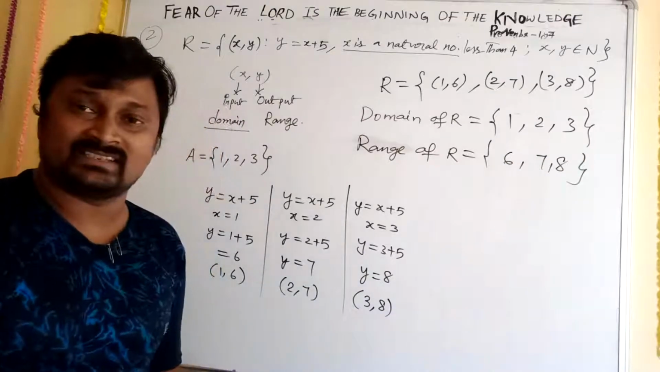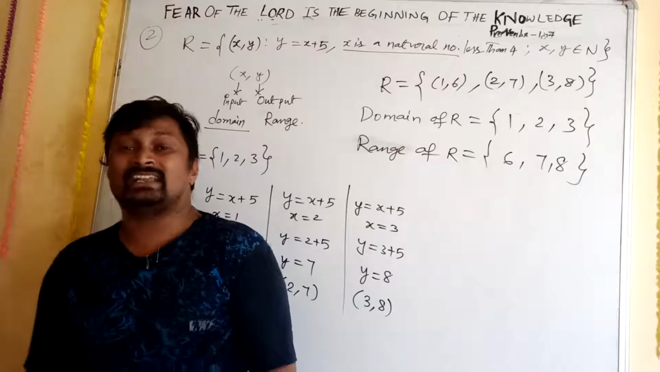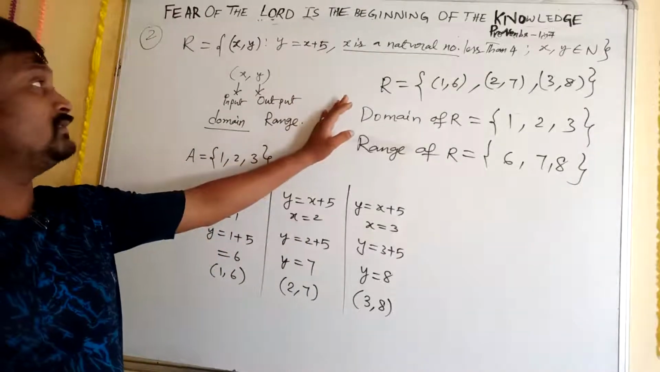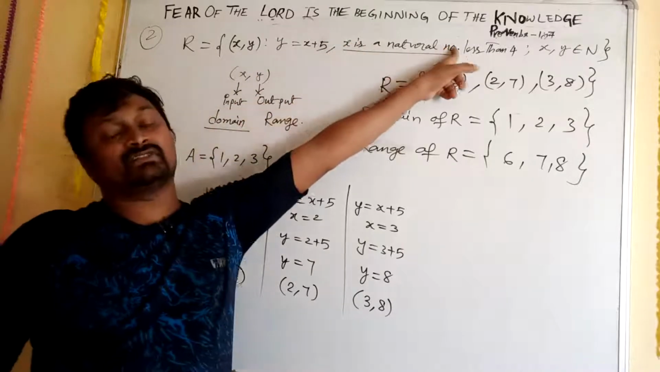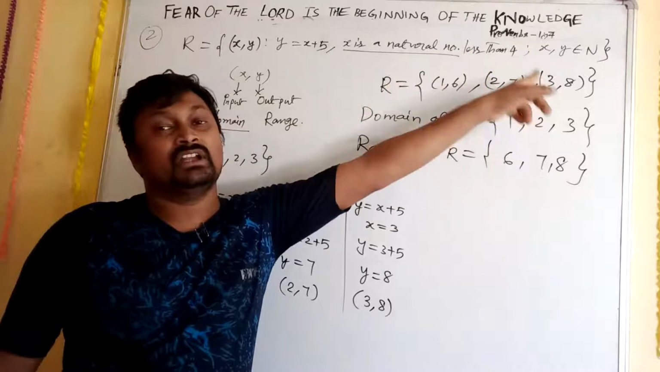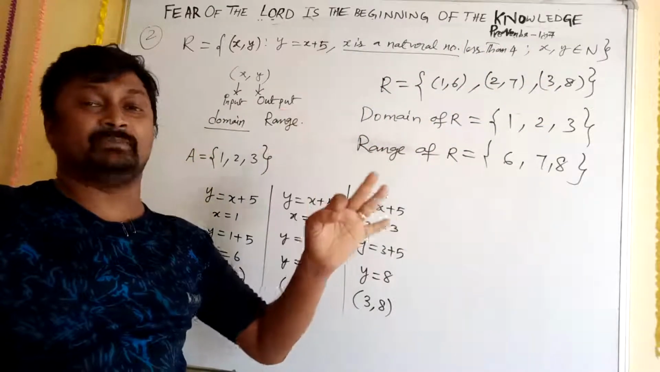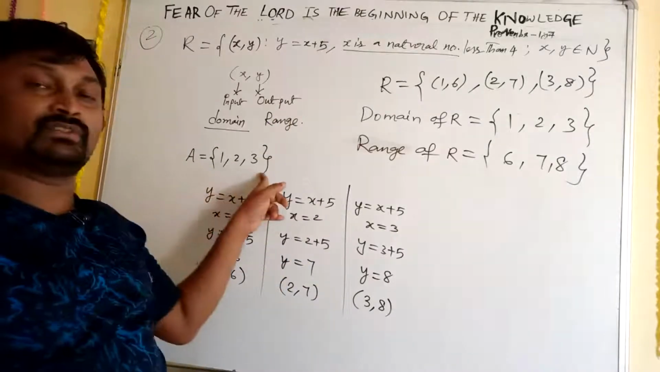So whoever wrote these answers, that student is correct. And the remaining, kindly rectify your answers. So have you understood now? The first clue for the domain is this: x is a natural number less than 4. Less than 4, what numbers are possible? 1, 2, 3, because natural numbers start from 1. So that was the reason 1, 2, 3 was written.